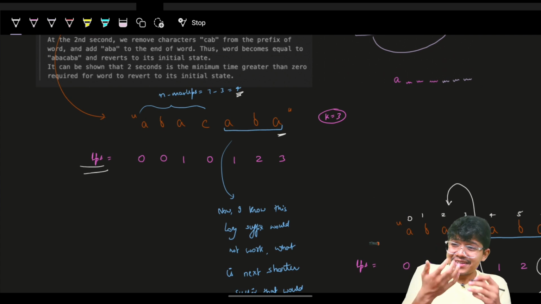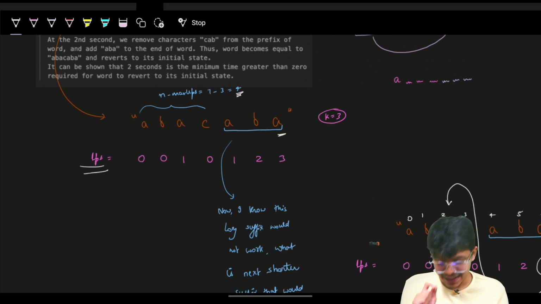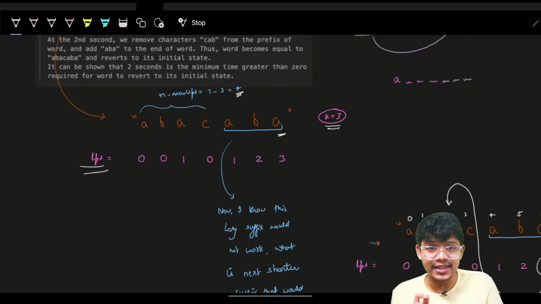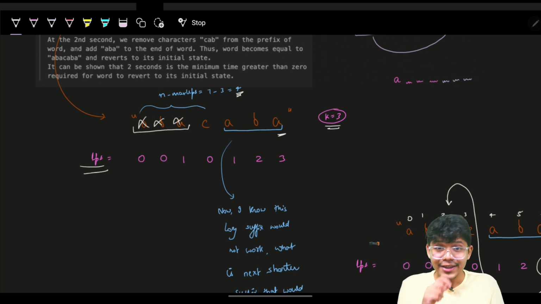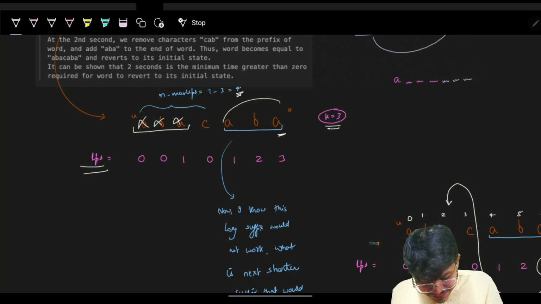Now it's very much hard for you. What is hard for you? You know your k is 3. So in one operation, you can just shift k characters. Okay, these are gone. Let's say these are gone. But you still know that your suffix matching was starting from this character.